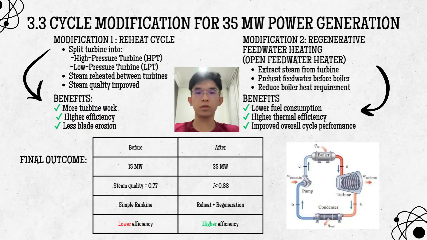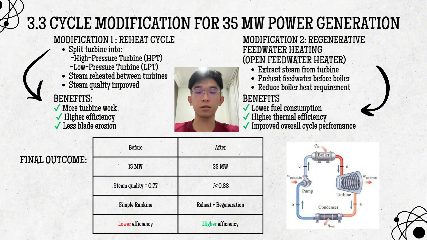Moving on to 3.3, which is cycle modification for 35 megawatts of power generation. Although the baseline Rankine cycle successfully generated 15 megawatts, it could not meet the requirements for 35 megawatts capacity and also suffered from low steam quality. Therefore, two major modifications were made. First up is reheat cycle.